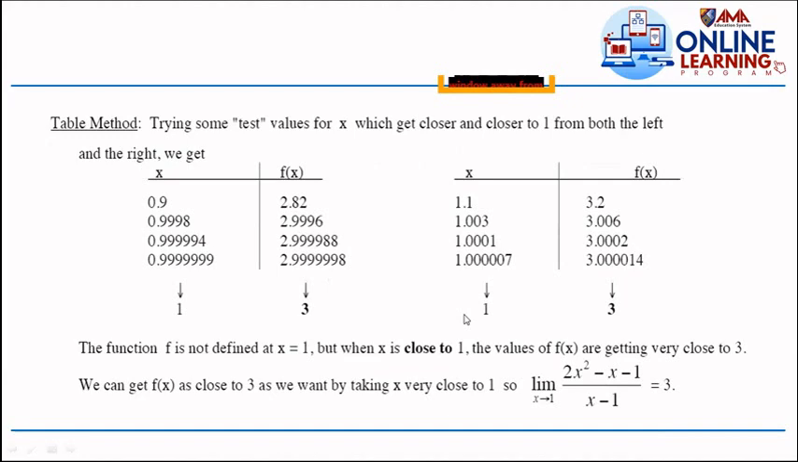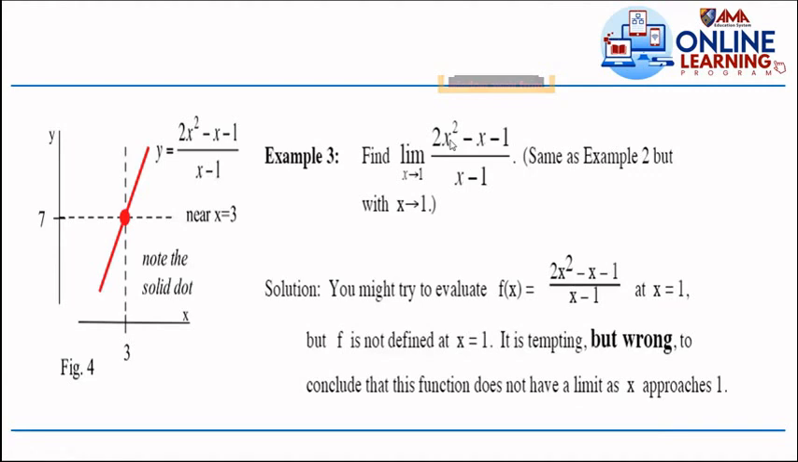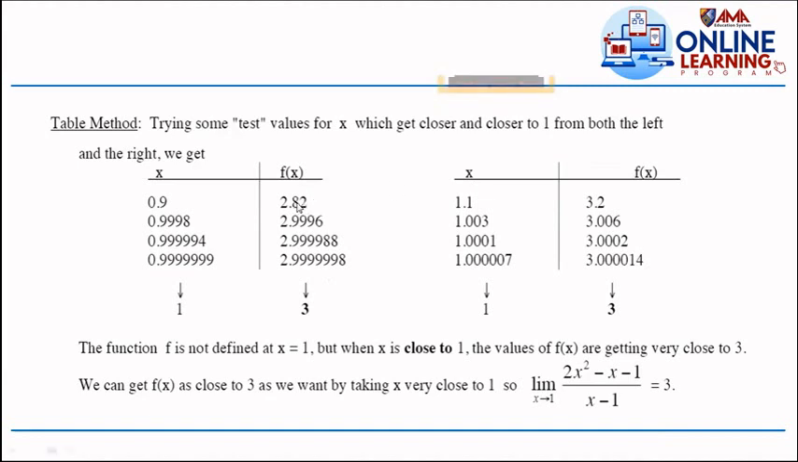So nag-assume sila ng value from the left and the right which is very close and closer to 1. So 0.9, okay? So substitute natin dito, 0.9 squared multiplied by 2 minus 0.9 minus 1 divided by 0.9 minus 1, the answer is 2.82. So the same procedure hanggang dito, 0.9999999, your limit is equal to 2.9999998. So as x approaches 1, your function or your limit also approaches 3.